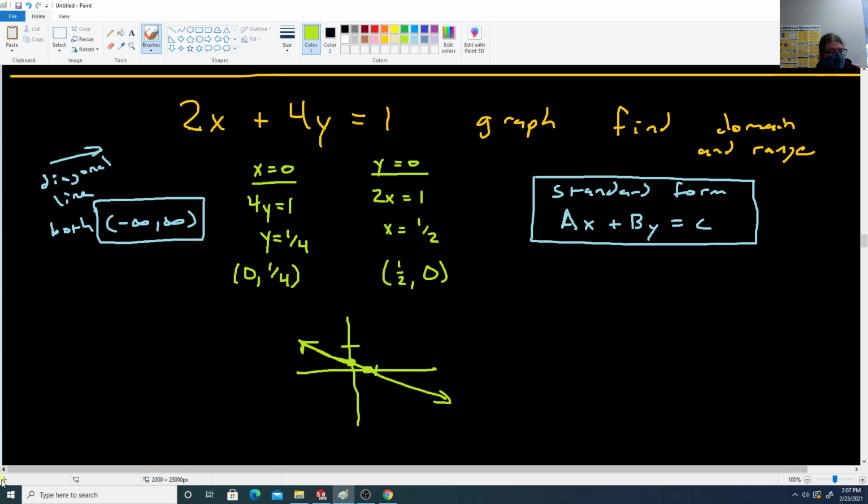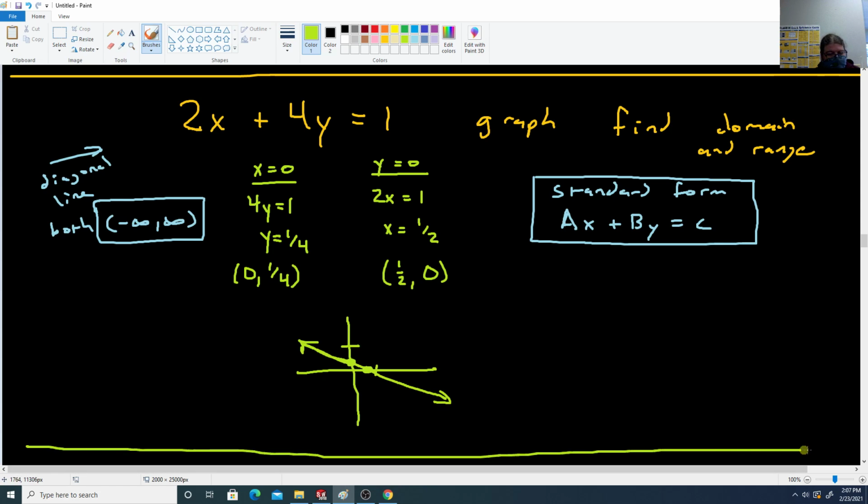Okay, so that is a way, if you have a standard form equation and you're asked to graph it, of generating 2 points that you can connect the dots with. And if you don't like these 2 points, you could always choose x equals 1 and x equals 2, or x equals 5, and then just plug in and solve the equation out.